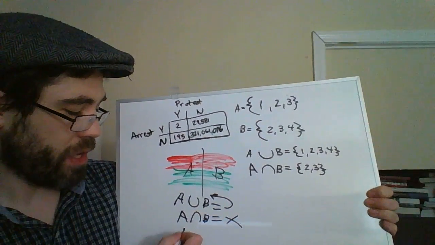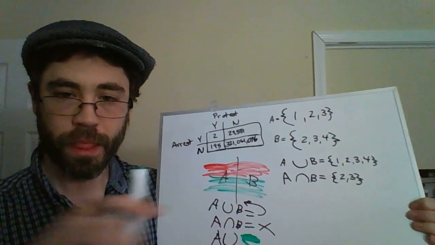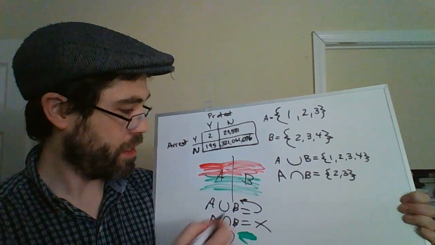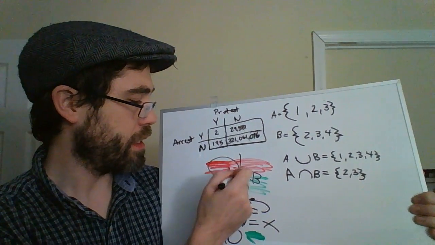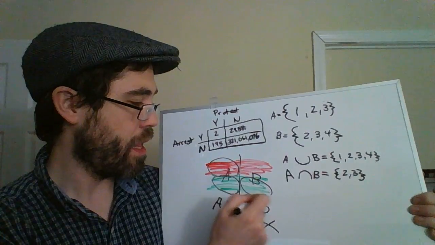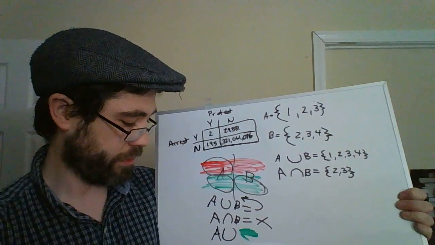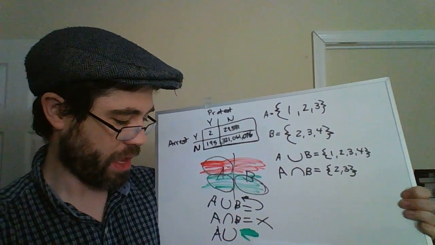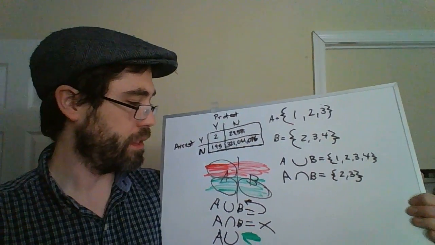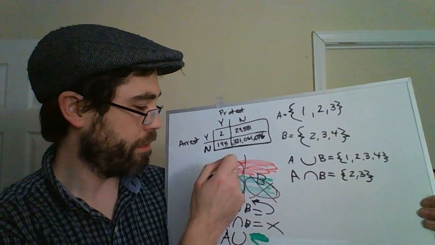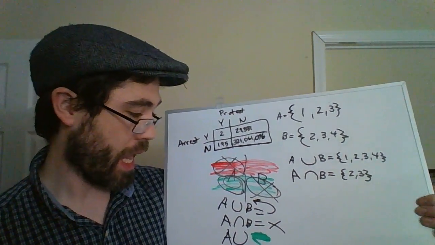But what if we said the union of A and green? Well, then we could find that the union of A and green would be this, because they're in A, and this. So we're saying it's either A or it's green. The intersection of A and green instead would only be this. It's the place where it's both A and green.